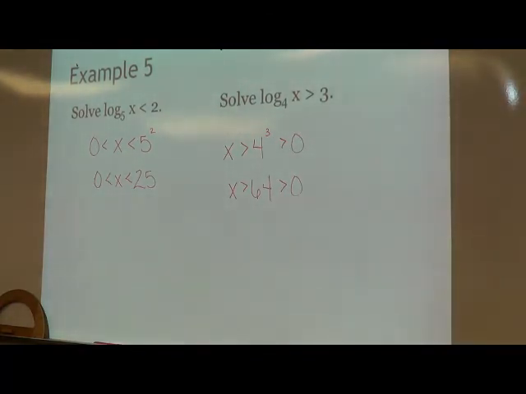Whichever side the exponent is on, the 2 was the exponent and the 3 was the exponent, that stays on. When you rewrite it, the base really kind of transfers itself to that side of it. So it is greater than 3, so that meant 4 to the third was on the bottom end of the inequality.